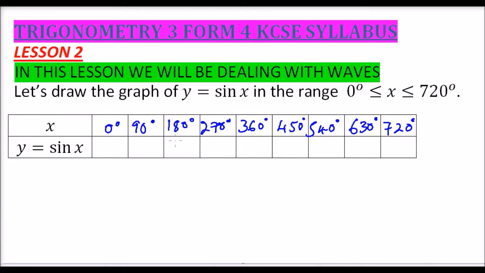You can use your calculator to get the sine of 0, which is 0. The sine of 90 is 1. The sine of 180 is 0. The other one is minus 1, then 0, then 1, then 0, then minus 1, and finally 0. So these are the values that we are going to plot on our graph paper, and this will give us the wave of y equals sine of x. So let us do the wave.